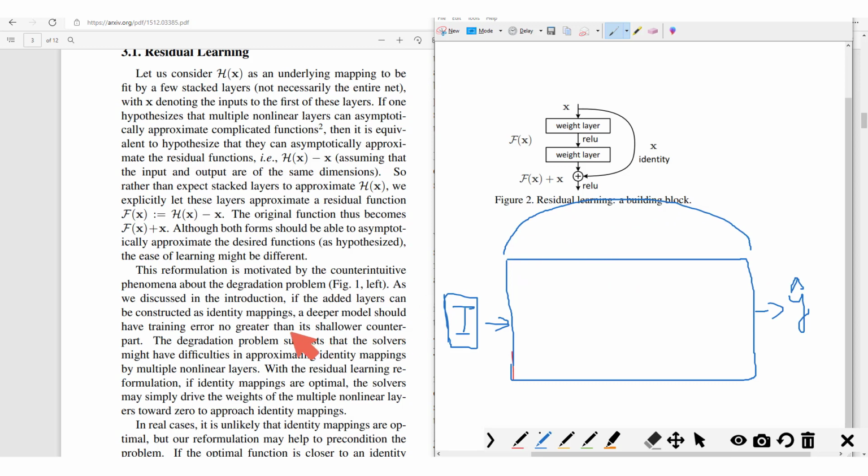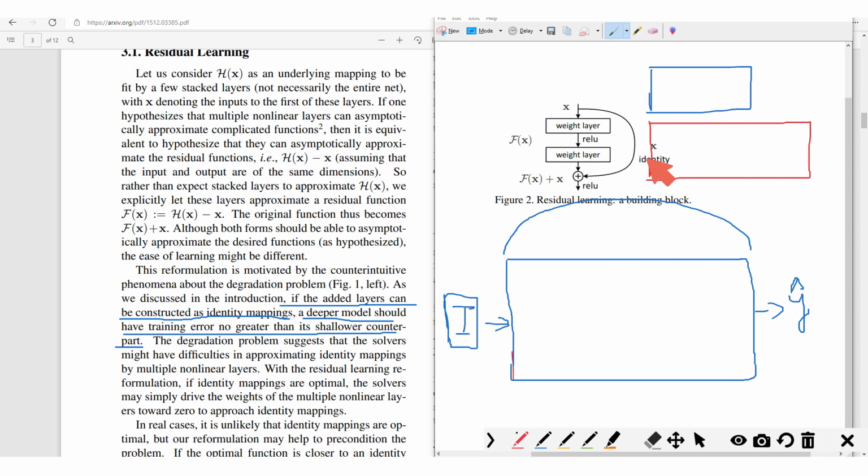And so what the authors suppose is that if the added layers can be constructed as identity mappings, a deeper model should have training error no greater than its shallower counterpart. So this means that you have this shallower model, and then this is the deeper model right here. And we're saying that if we construct this deeper model such that it's identical to the shallower model, so basically it's the same as this here, with changes in blue.